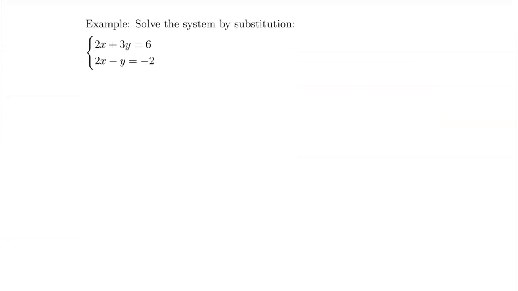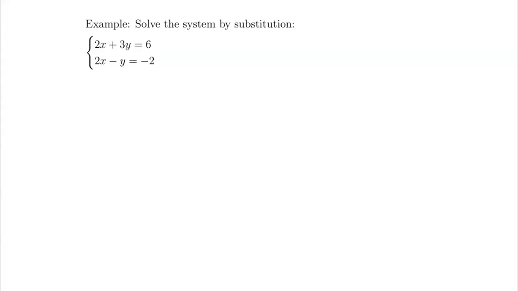So here's another example. We have 2x + 3y = 6, and 2x - y = -2. So we have two equations, and none of the variables is written in terms of the other variable. So we have to express one of them in terms of the other one. So which one? That's a key part here also, which one to choose.